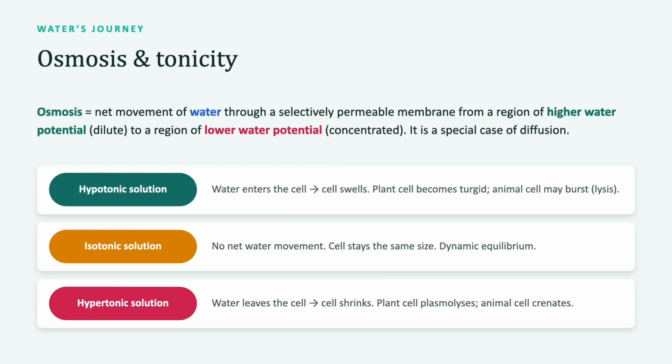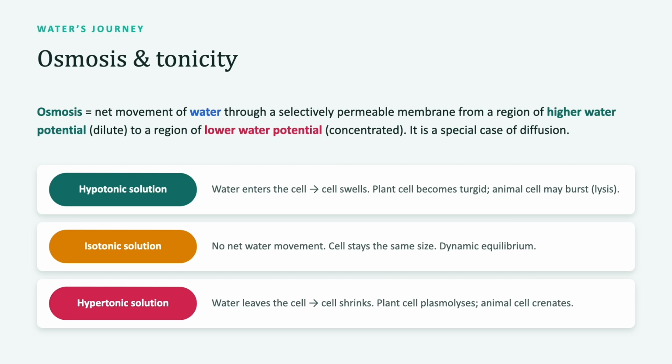Now, the star of this chapter: osmosis. It is the net movement of water through a selectively permeable membrane from where water is more concentrated, the dilute side, to where it is less concentrated. Osmosis is really just diffusion of water.